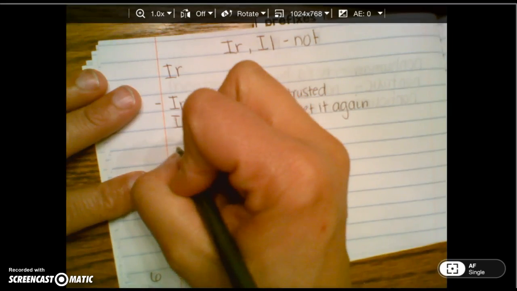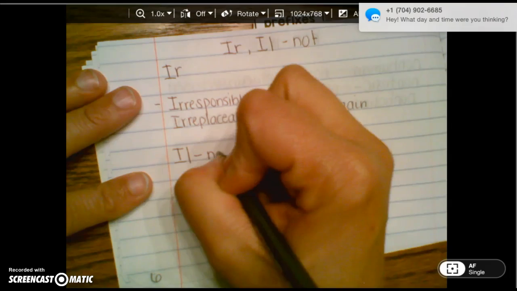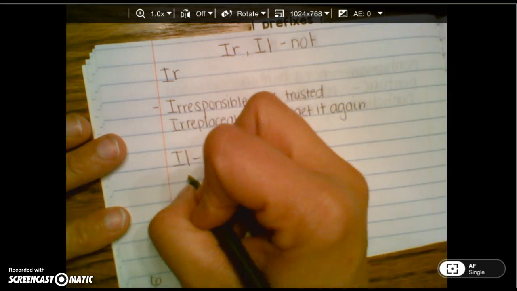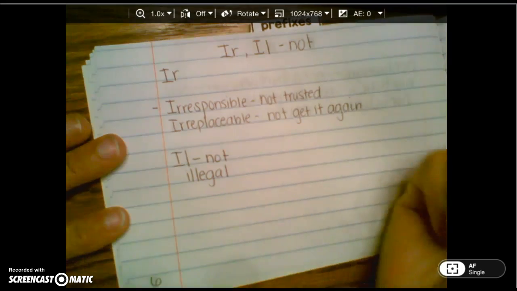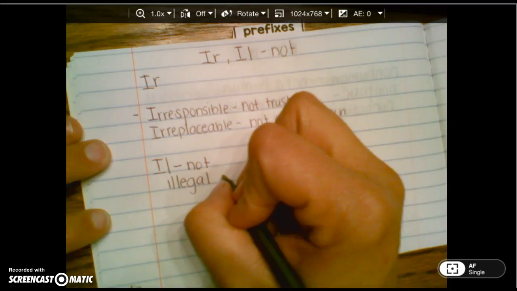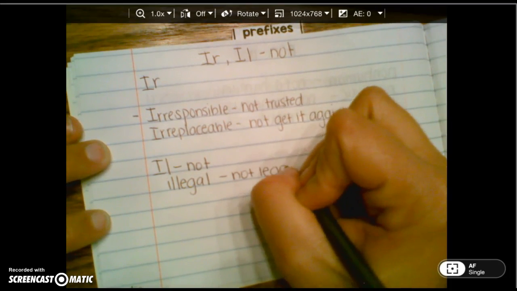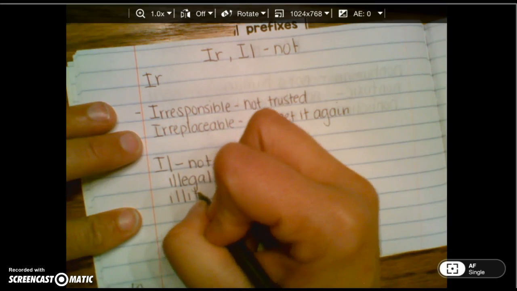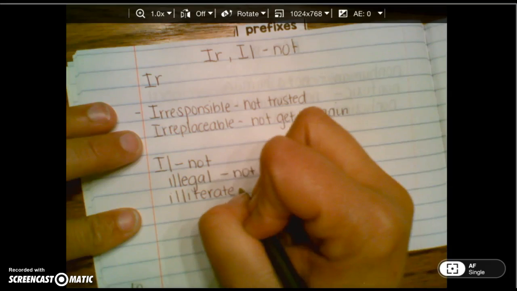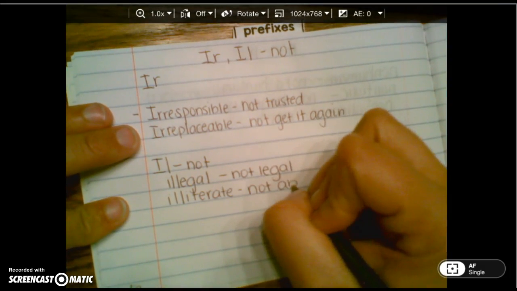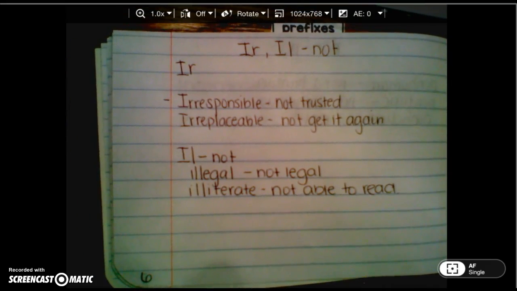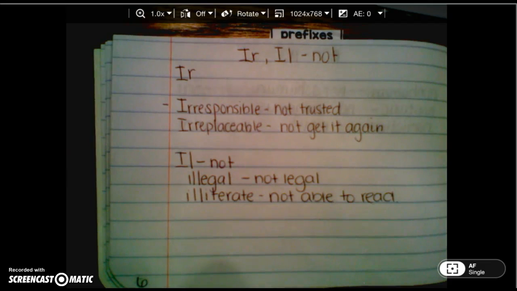Alright, let's go to the IL words, which also means not. So our first one would be illegal. Illegal means not legal. And then our second one would be illiterate, which means not able to read. Alright, make sure that you look for these prefixes as we go throughout our week. I'm sure you'll find lots of them in stories that we are reading about our animals.